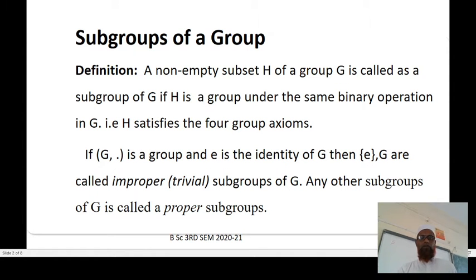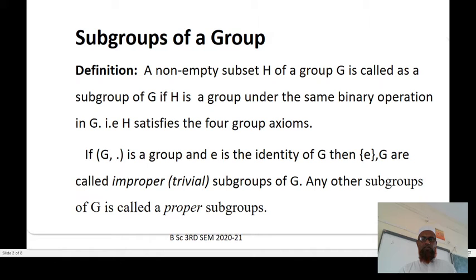So in this session, we discuss subgroups of a group. In the earlier session, we studied group, its properties and all definitions. In this session, we start with subgroup. The definition: a non-empty subset H of a group G is called a subgroup of G if H is a group under the same binary operation in G.